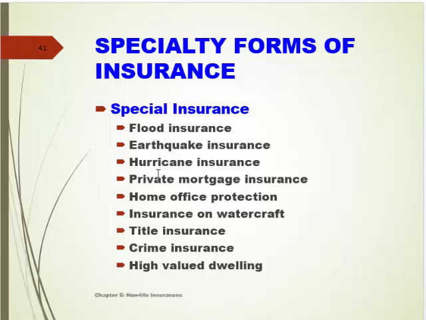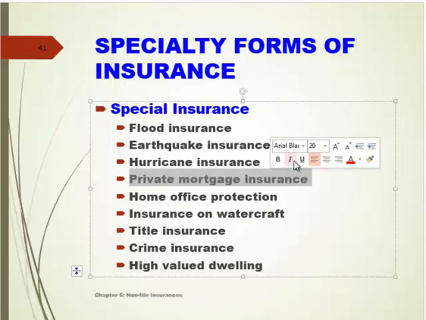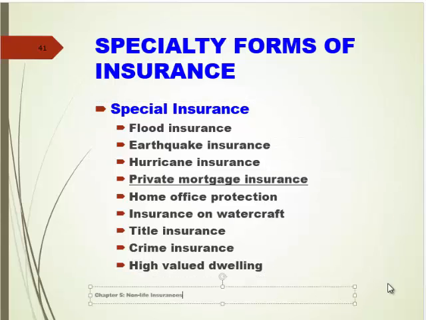The other special kinds of insurance that you can think of: lots of these things fit into a broad range of special forms. One of the things that I might add that I really don't quite understand why it's here is private mortgage insurance. Private mortgage insurance is what you typically pay when you buy a house for less than 20% down.